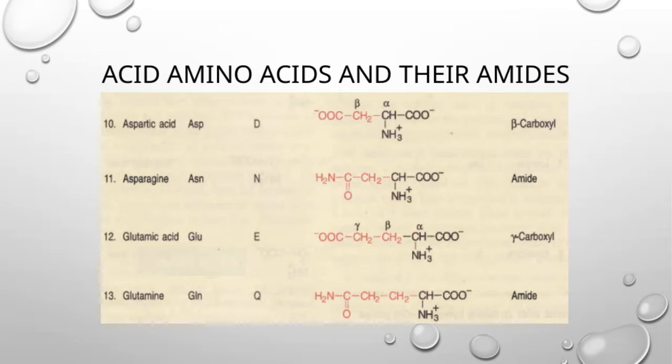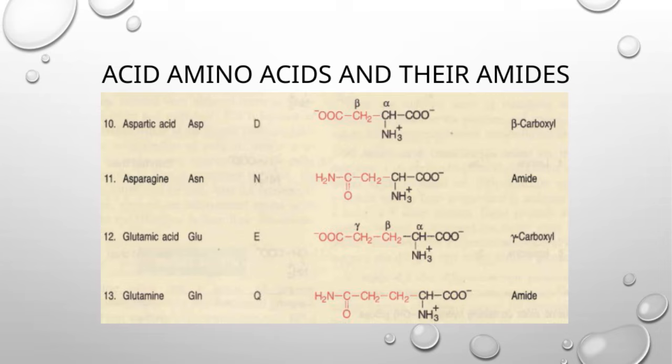Let's take a closer look at acid amino acids and their amides. These are a special group of amino acids that have unique properties due to their acidic nature. Acid amino acids, like glutamic acid and aspartic acid, contain carboxyl groups that can donate protons, making them important in metabolic processes and enzyme function. Now, their amides are formed when the carboxyl groups are converted into amides, resulting in compounds like glutamine and asparagine. These amides play crucial roles in nitrogen transport and metabolism within the body.